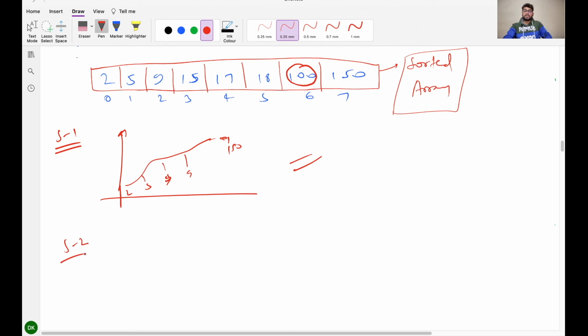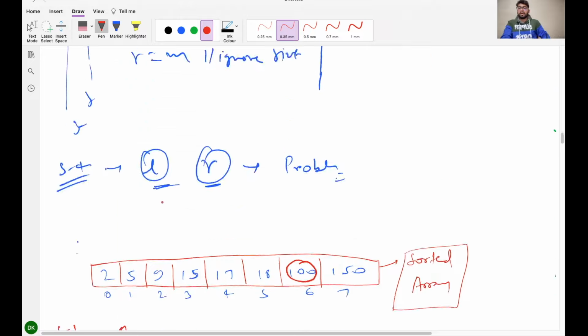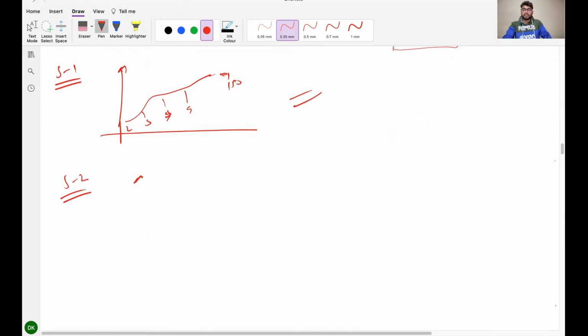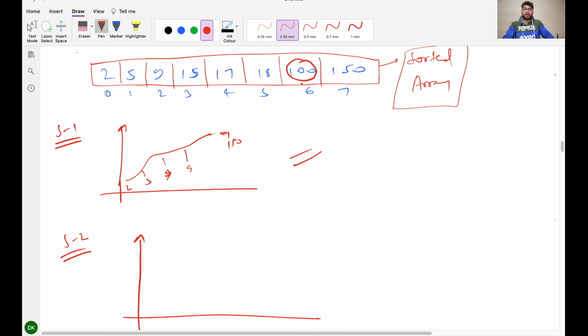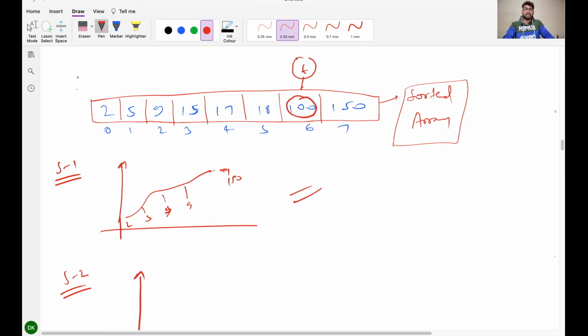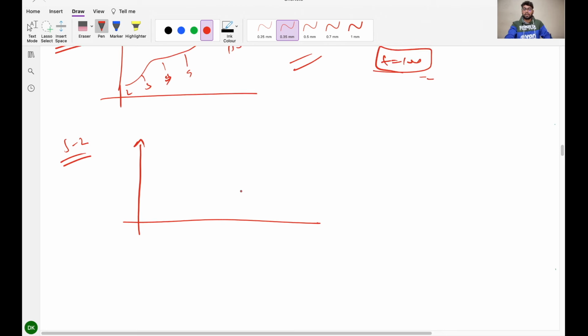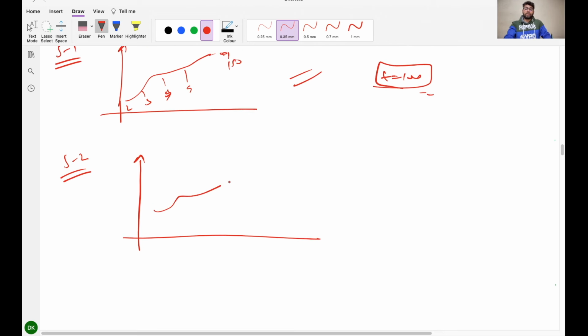In my second step, I have to find my cutoff point. What is my cutoff point? I have to find 100, let's call it t equal to 100. For this function, let's say this is 100. Before this is the region where x is less than 100, and this is the region where x is greater than 100.